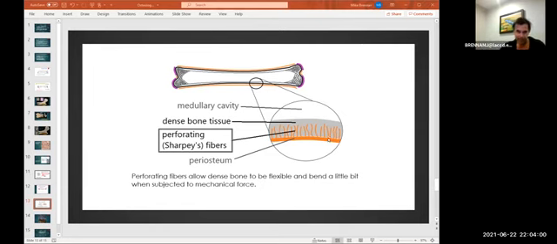Anyway, so we have the periosteum on the outside here. Now check it out. We have these little collagen fibers that go into the bone where the osteons are, and we call those perforating fibers or Sharpey's fibers.